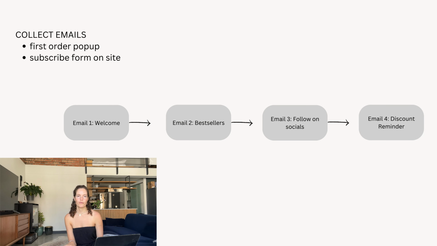And this is the overview of what this will look like. So email 1 is a welcome email. Email 2 features your best sellers. Email 3 is a call to action to follow us on socials, and we can add some UGC and some social proof in this email too. And then lastly, email 4 is a discount reminder for those people who have not yet purchased.